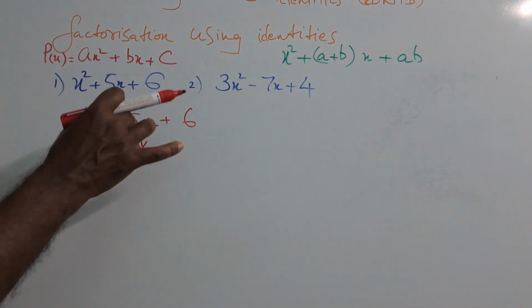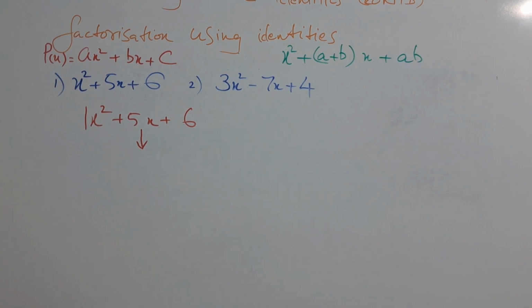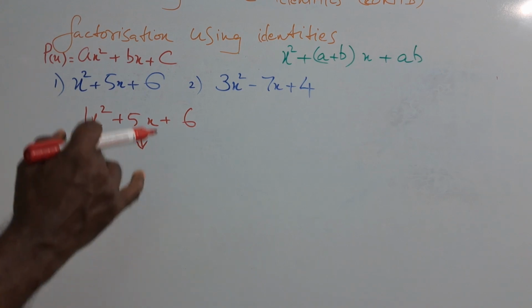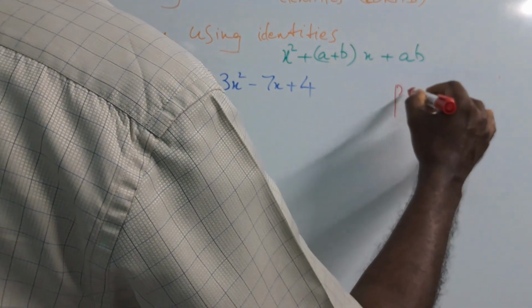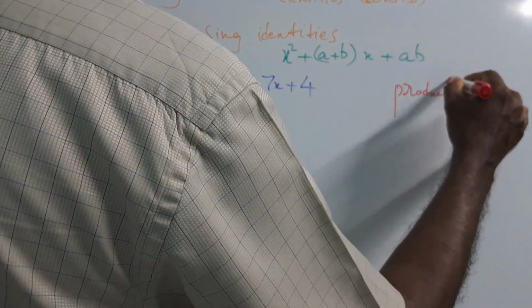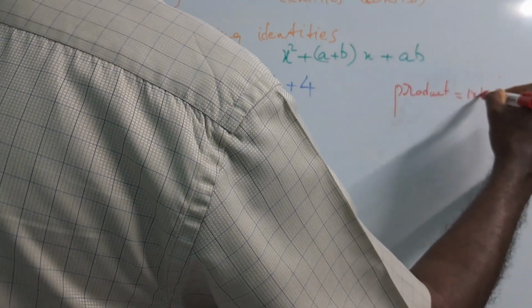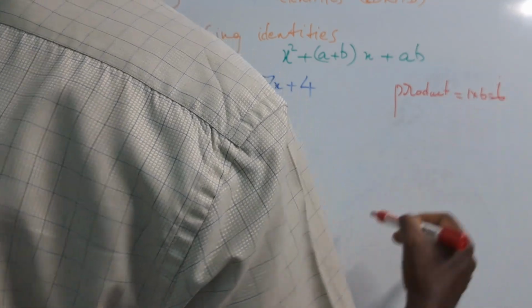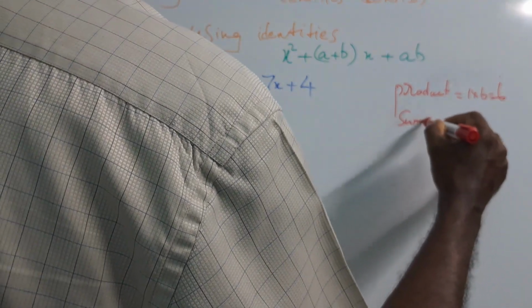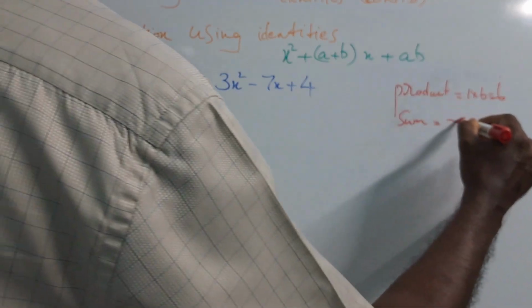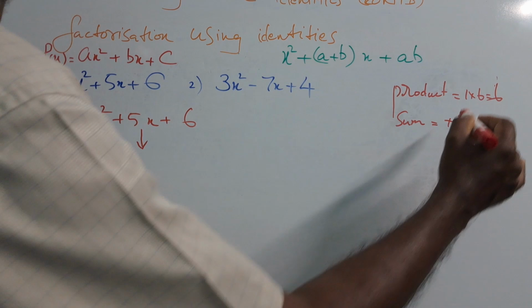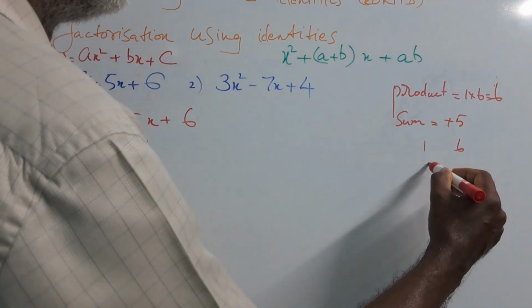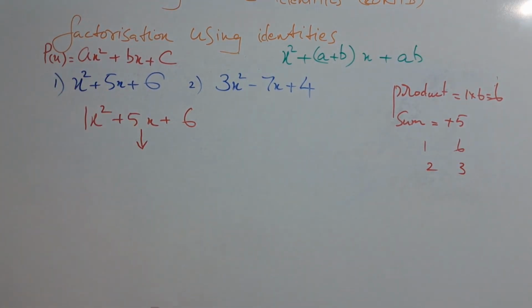In order to split the midterm, we need to find two numbers in such a way that whose product is a into c, 1 into 6. Product equals 1 into 6, 6. And sum equals b, plus 5. Let's find the numbers. To get 6: 1 and 6, then 2 and 3.